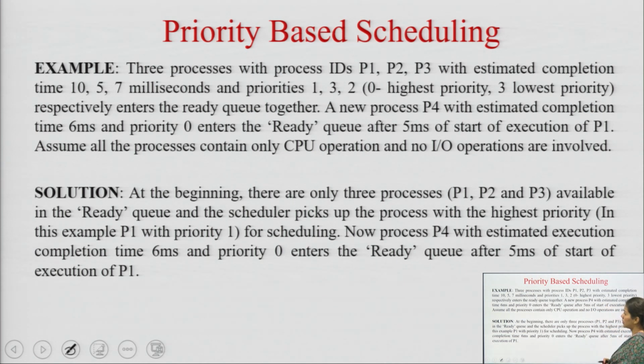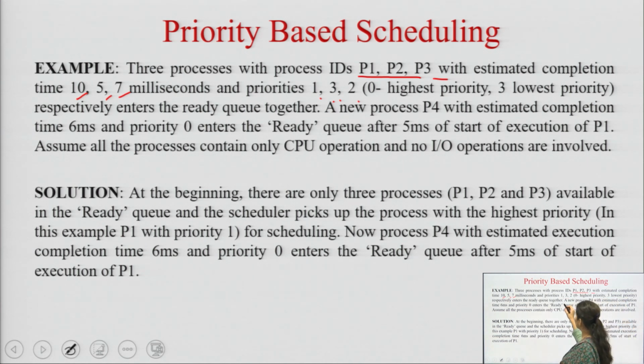Let us understand this scheduling mechanism using an example. Again, we are dealing with 3 processes, that is process IDs P1, P2 and P3 with the estimated completion time 10, 5 and 7 milliseconds and priorities 1, 3 and 2 respectively. And we have to understand that the priorities go like this, that 0 has the highest priority and so on.